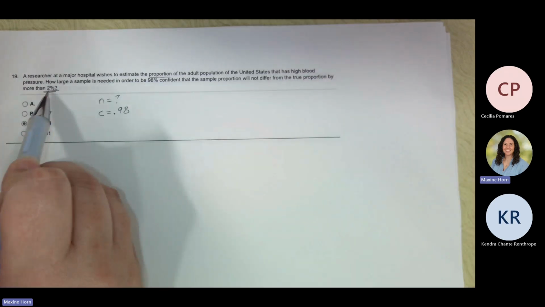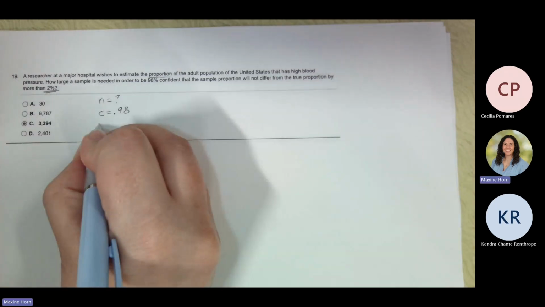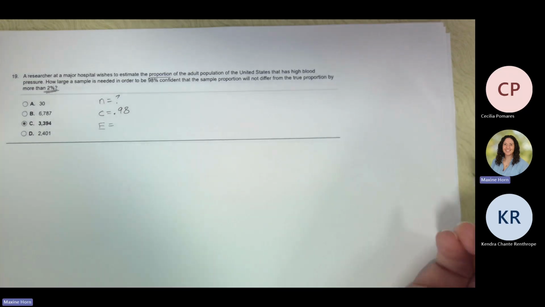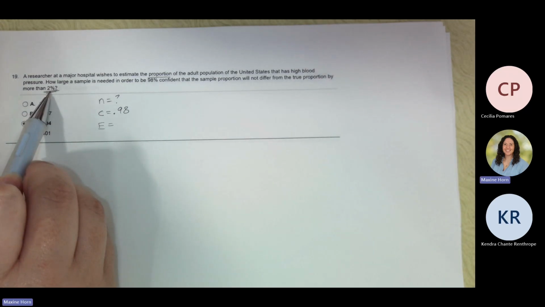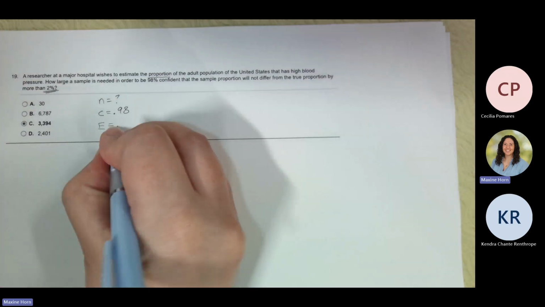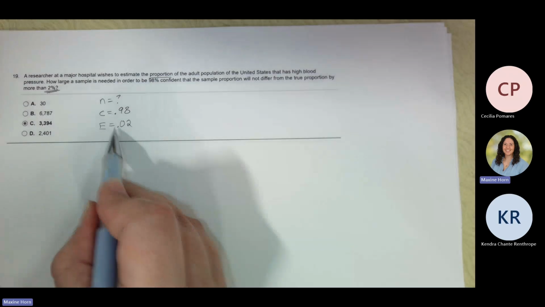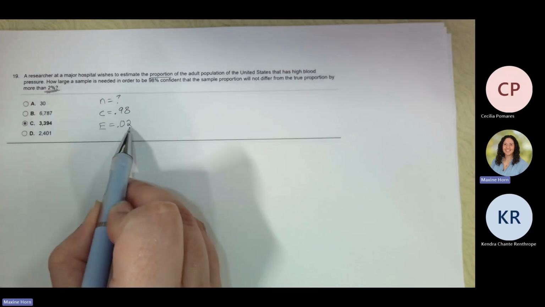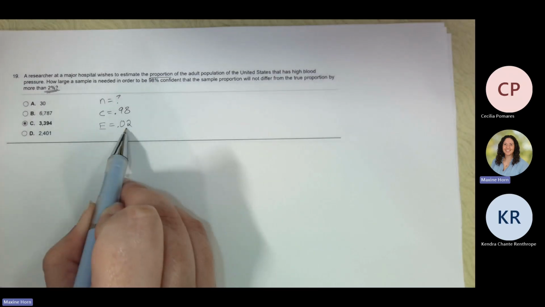Okay, so what did they just give us here? They just gave us our margin of error. They just gave us our error. When you are given that, you have to write it as a decimal. You cannot put 2 here. You have to put 0.02. Your E always has to be written as a decimal. If you forget and write it as 2 instead of 0.02, you're going to get the wrong number.